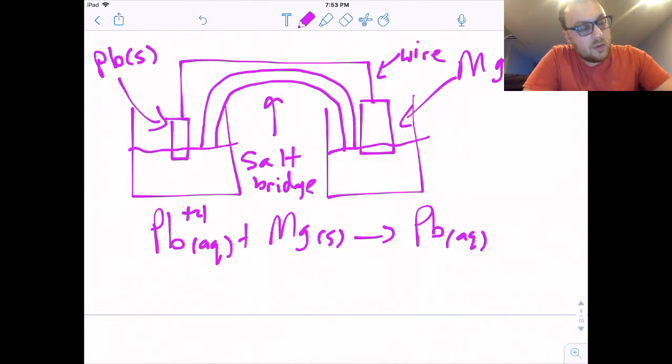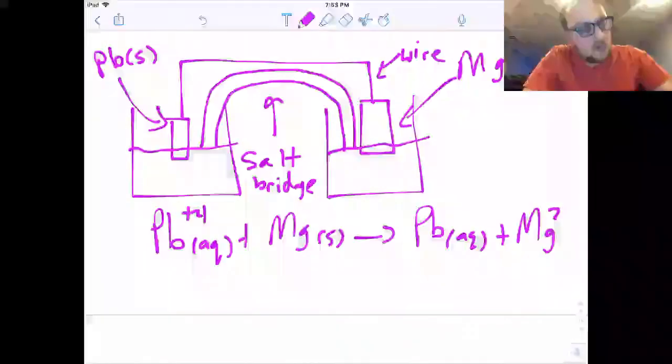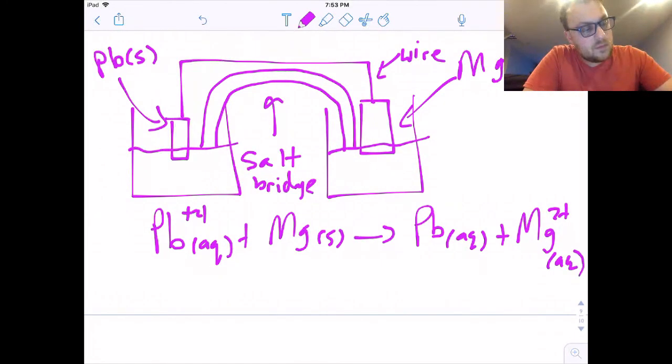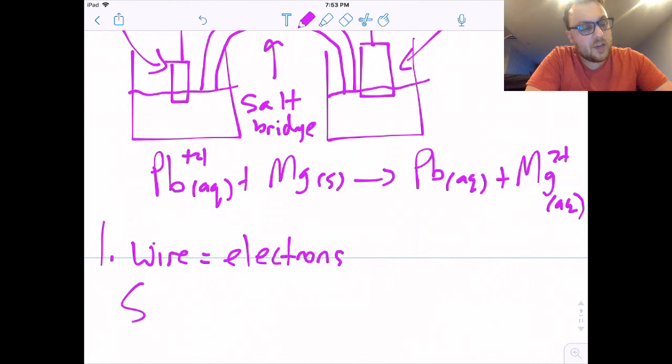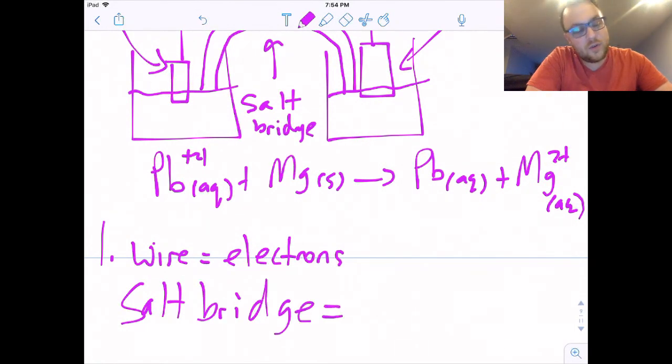Okay, how many different questions can they possibly ask about this? A lot. First, the wire contains electrons. The electrons are flowing through the wire. The salt bridge has ions, and the ions are there to help maintain sort of electrical equilibrium, just to make sure this reaction proceeds normally and doesn't get out of whack. Okay? So, that's one thing they could ask.